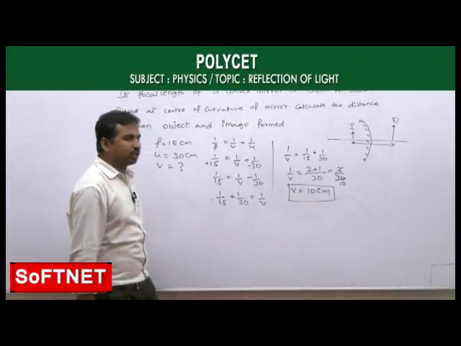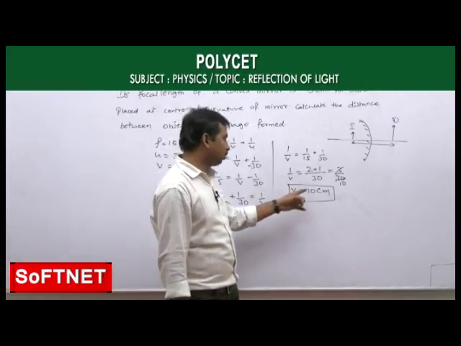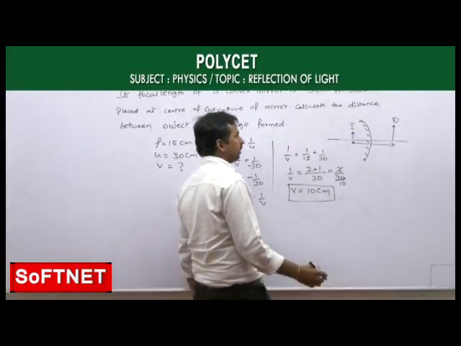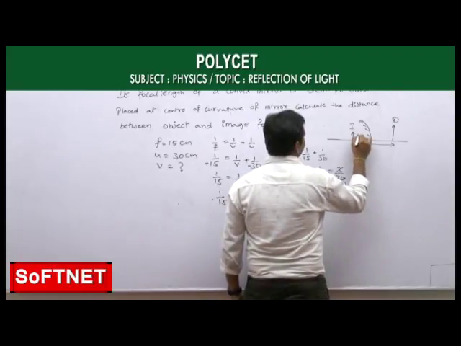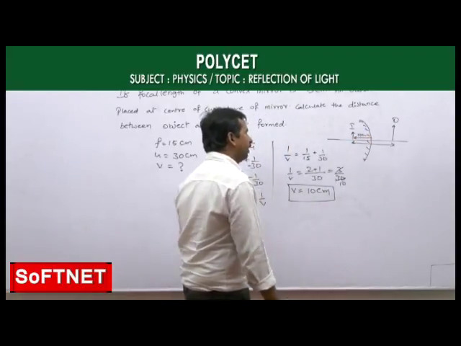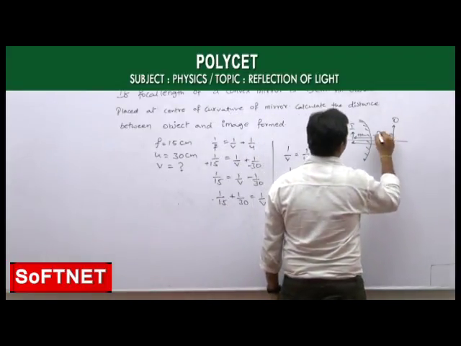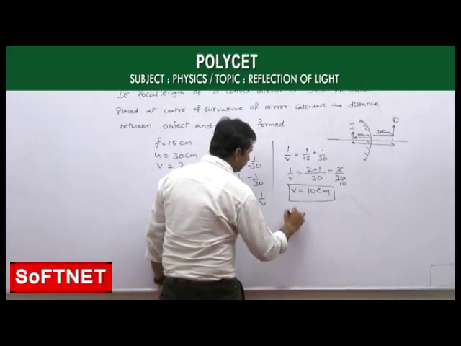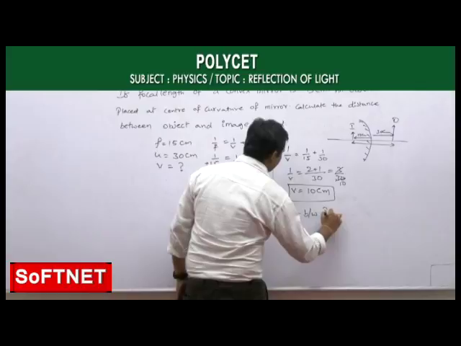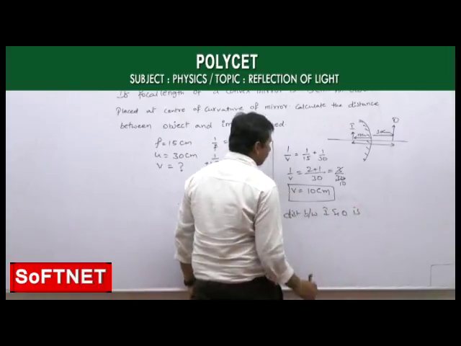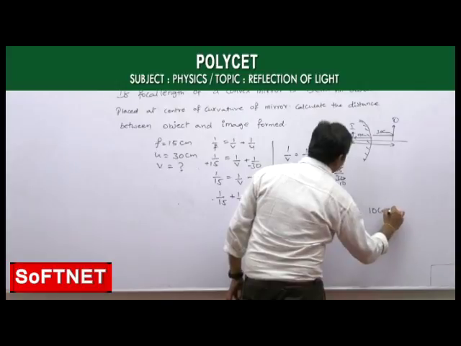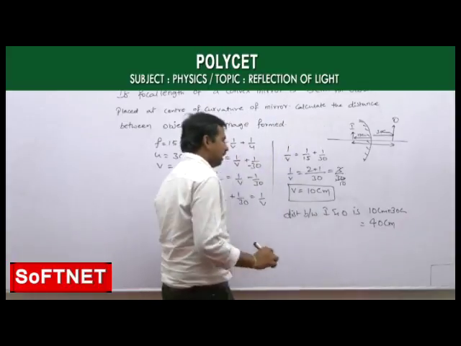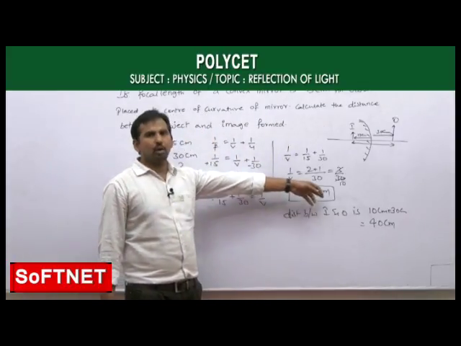As the image distance is positive, the image is formed behind the mirror. According to the definition of image distance, it is at a distance of 10 centimeters from the mirror. And we already know that the object is at a distance of 30 centimeters from the mirror. Then the distance between the image and the object is 10 centimeters plus 30 centimeters. Total it becomes 40 centimeters. That is the distance between image and object.